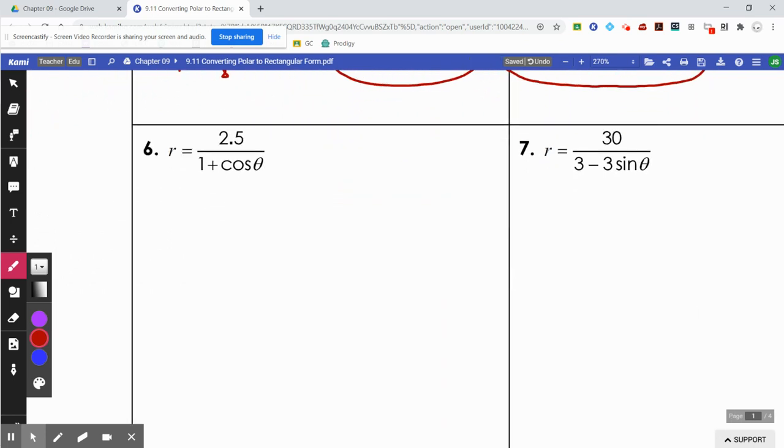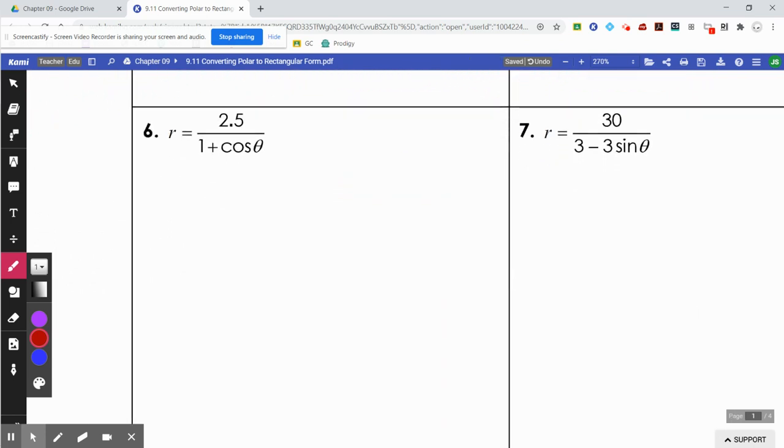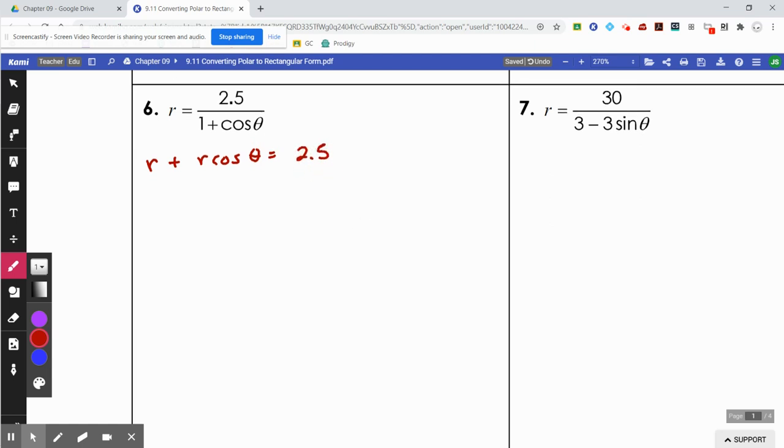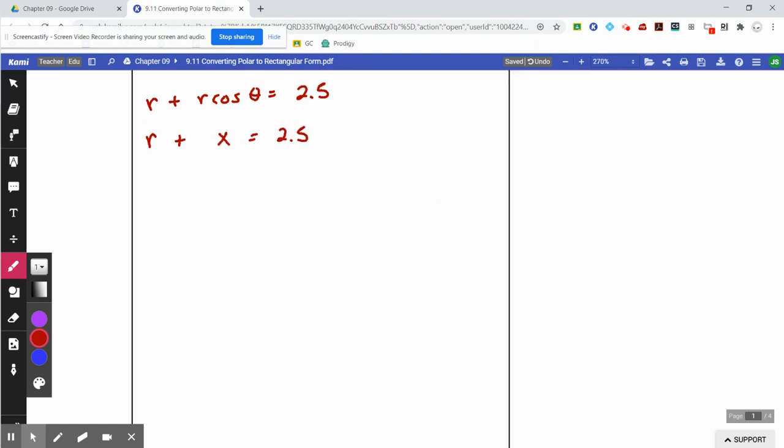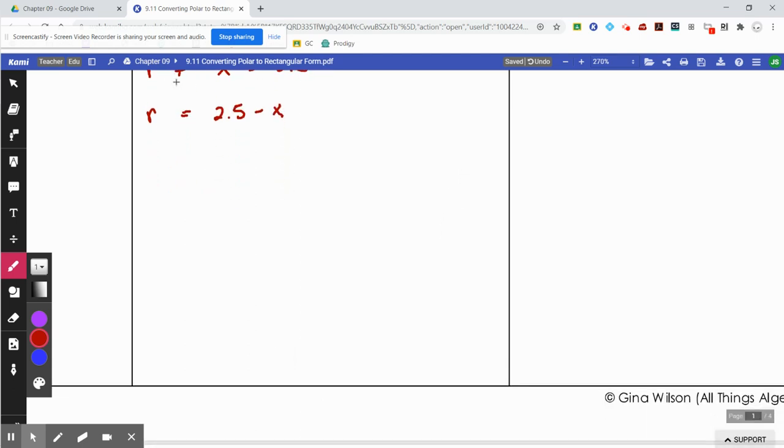The next one, doing the same thing. Distribute your r, gives you r plus r cosine theta is equal to 2.5. R cosine theta can be replaced with an x is equal to 2.5. Let's move our x value over, and it gives me r is equal to 2.5 minus x. Follow the same steps by squaring each side.